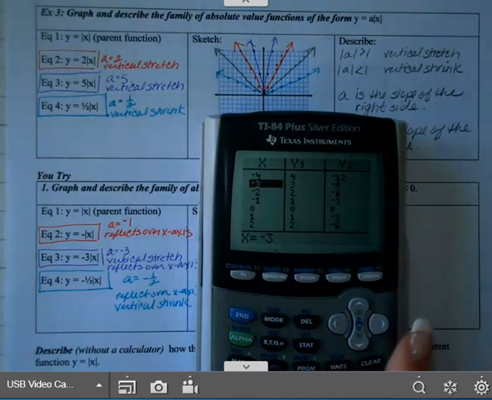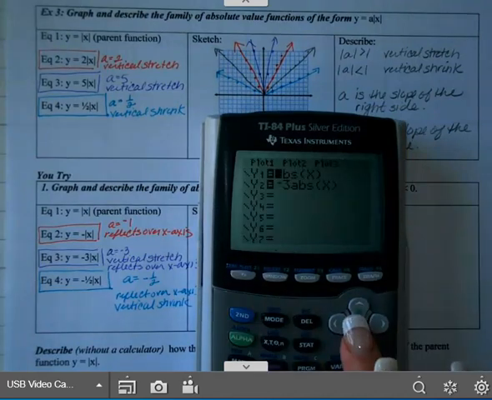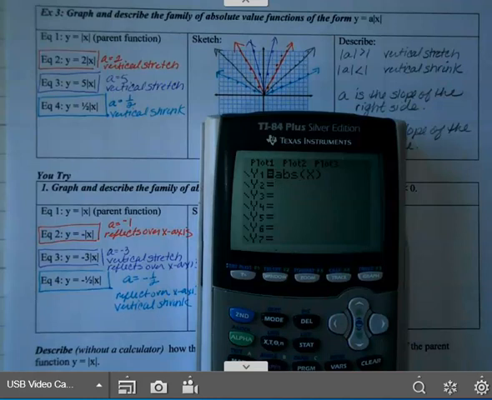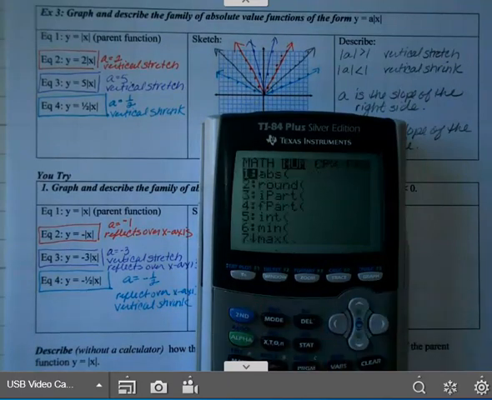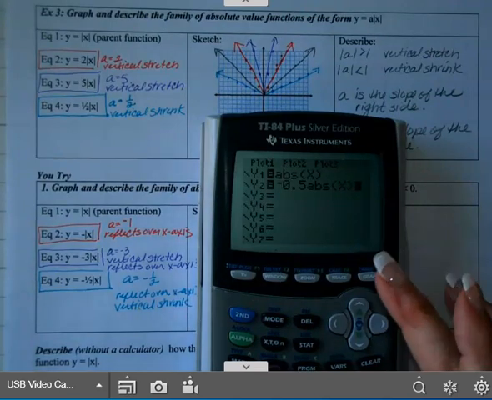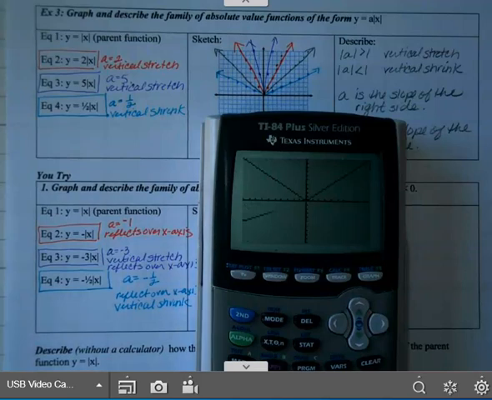Graphing that on the calculator. So I have -0.5. Math, number, get your absolute value, x. And then go ahead and graph it. And notice it's wider than the original function, the parent function.